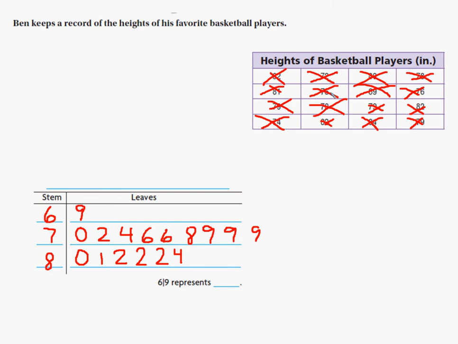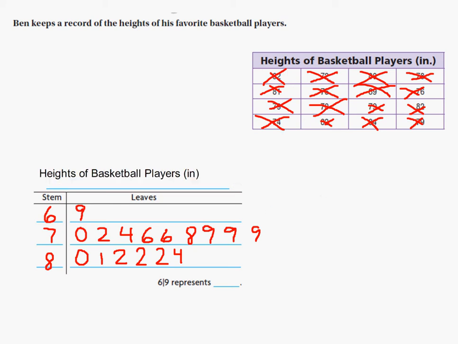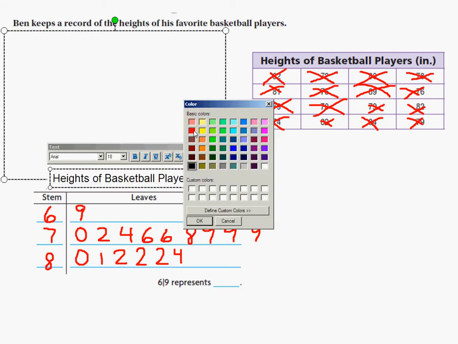So that's my data. Now I always need to put a title so I know what all this information is supposed to be. Otherwise, it's just a bunch of random numbers. I'm going to name it the same as my data table: heights of basketball players in inches. And that's my title.